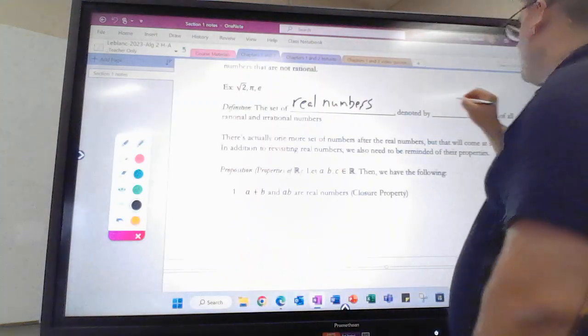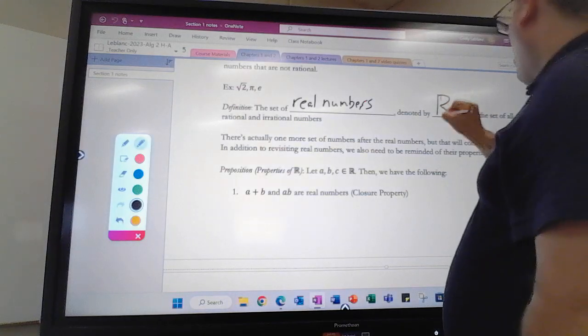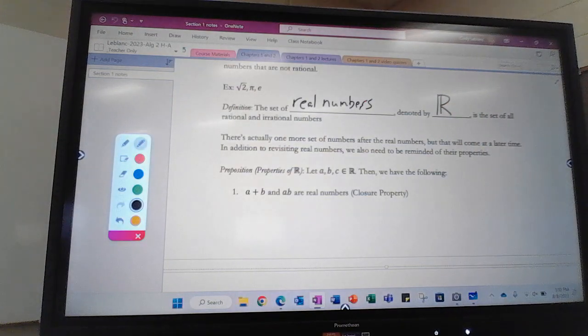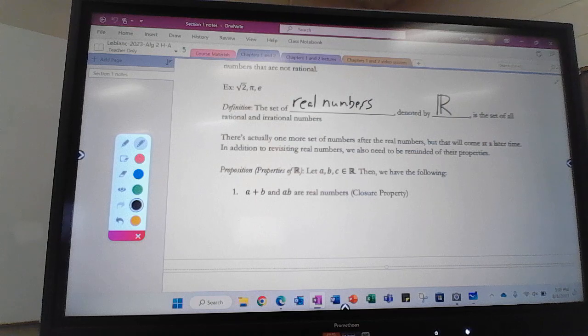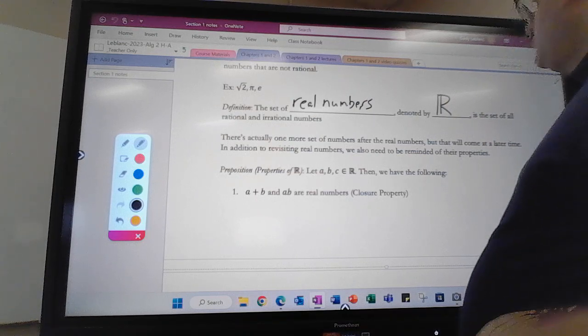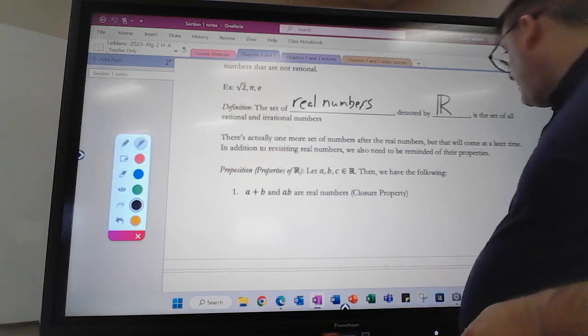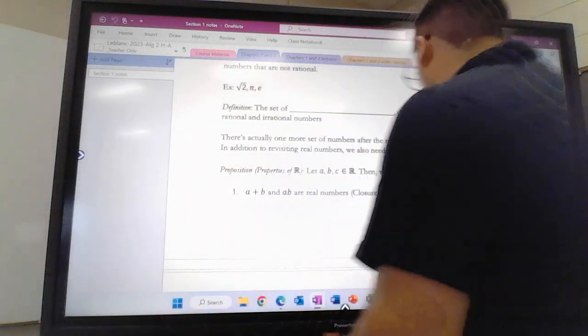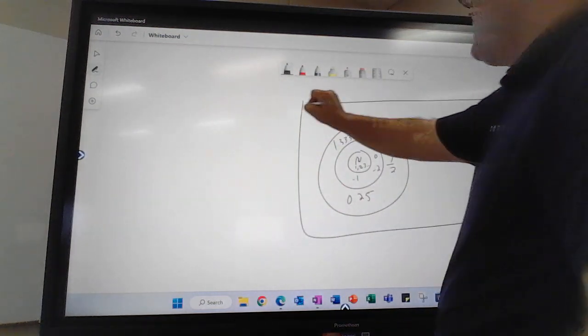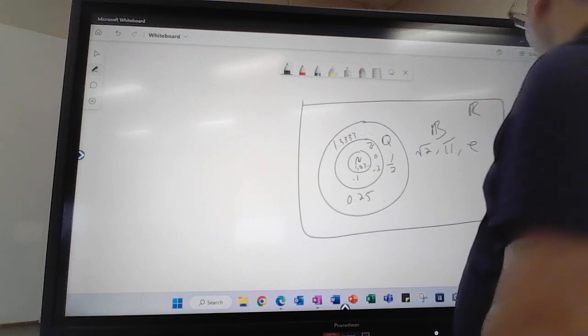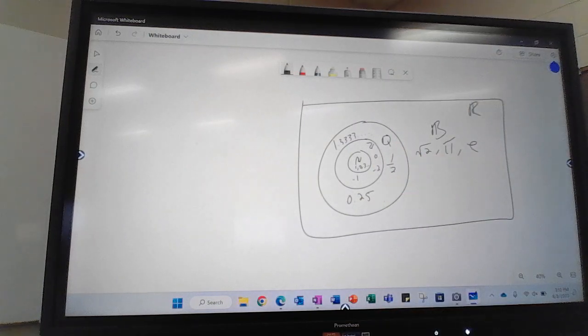And the universe of real numbers is given by this double R. It's the set of all rational and irrational numbers. When we talk about domain and range, if a function has a domain or a range of all real numbers, usually this is a good answer to put down for that type of question. So that means that, like I said, the real numbers consist of everything that is rational and irrational. If it's a rational number or if it's an irrational number, then it is a real number.